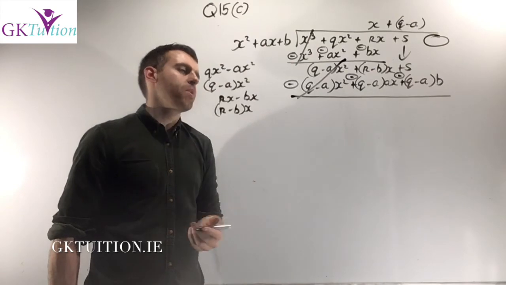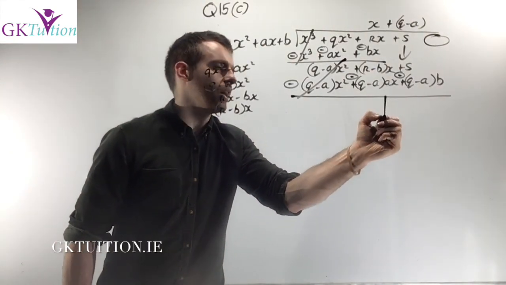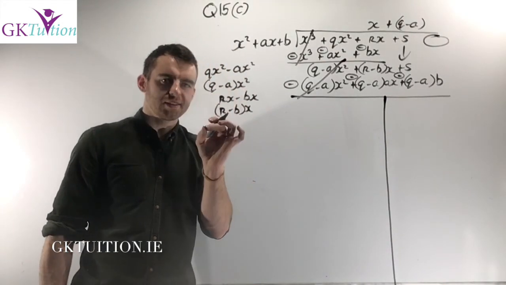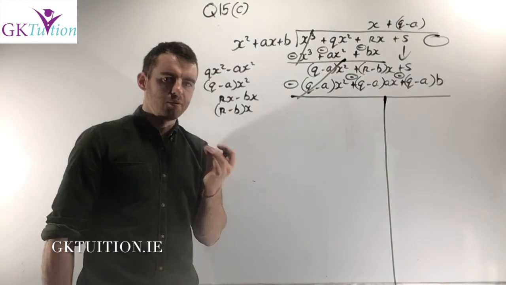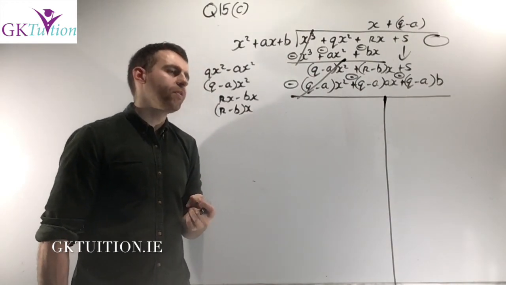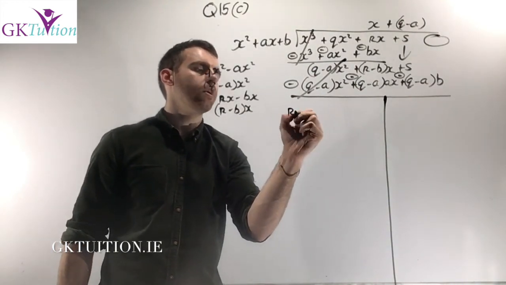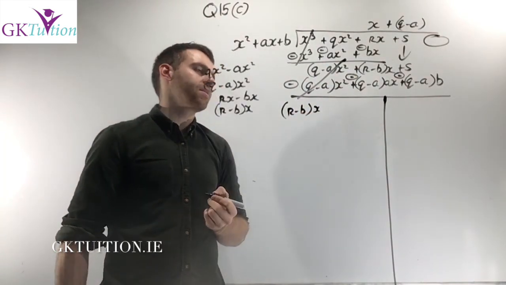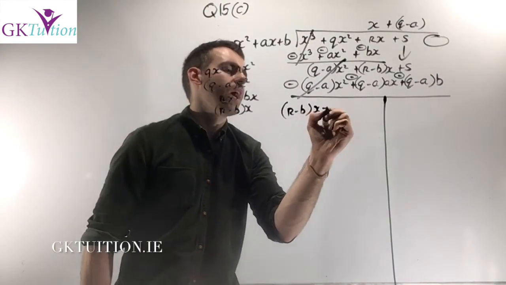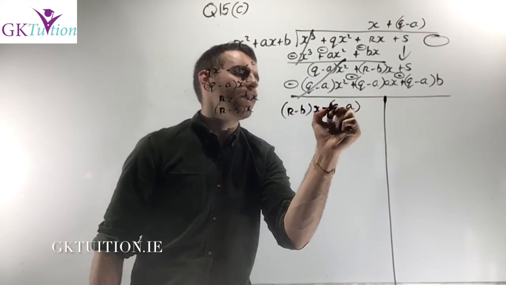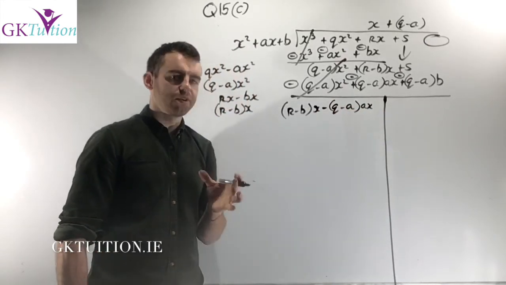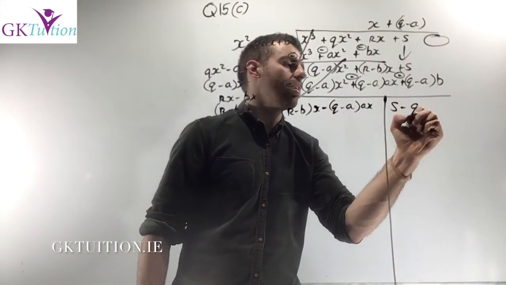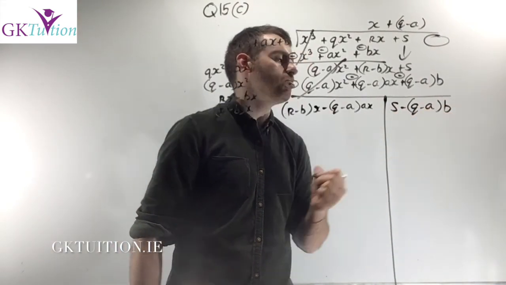There's nothing left. So remember that you get two separate remainders. The first remainder is the coefficients of x. The second remainder is the terms on their own, the constants at the end. The coefficient of x on the top line is a minus b. Remember that, and it's a minus b times x. And the coefficient of x on the bottom, what I have is minus q minus a times a x. That's my first remainder. Your second remainder is the constant on the top, which is s, minus the constants on the bottom, which are q minus a times b.